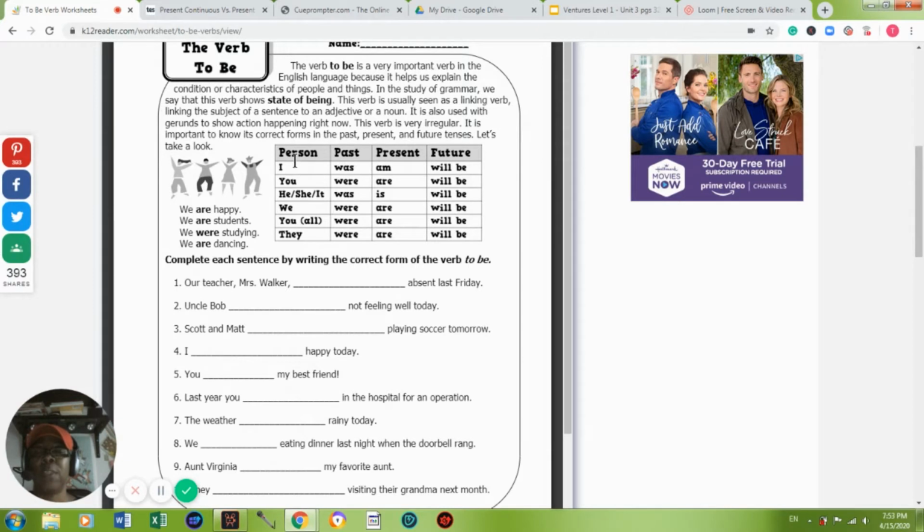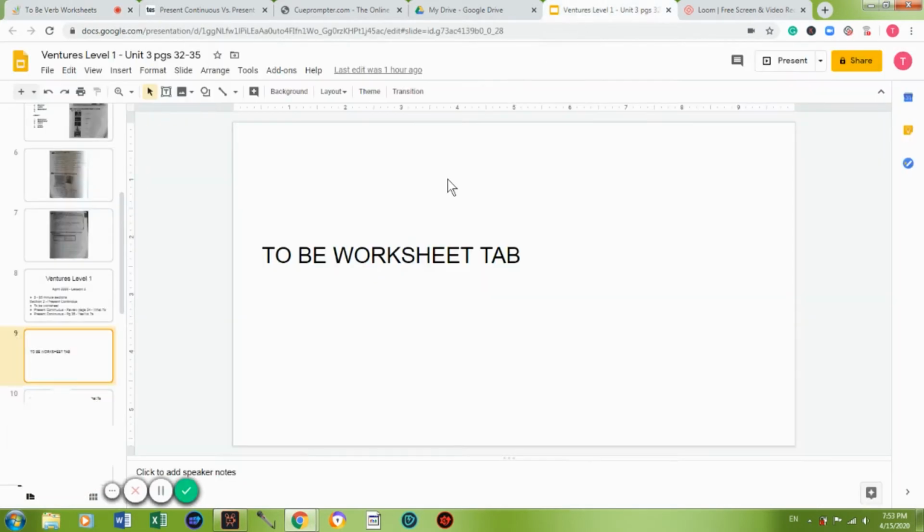But again, with our verb to be, I am, you are, and this is our present tense. We can talk about the past tense and the future tense later, but for our present tense, I am, you are, he, she, or it is, we are, you are, they are. Okay, that's great. Now, let's go back to our slides.